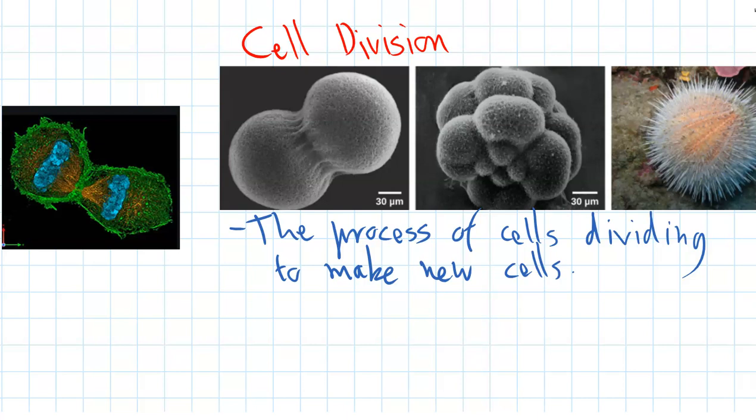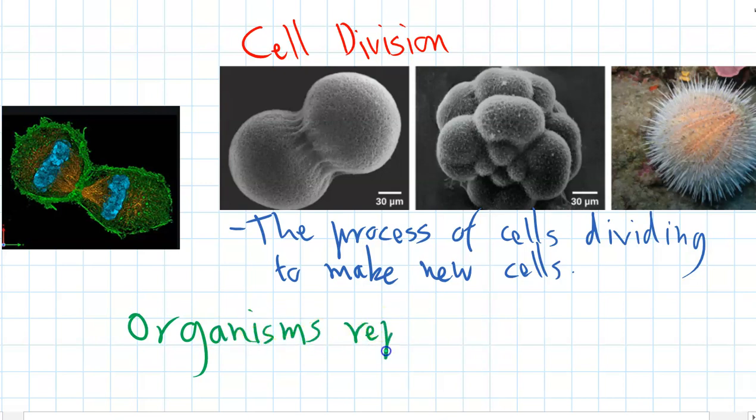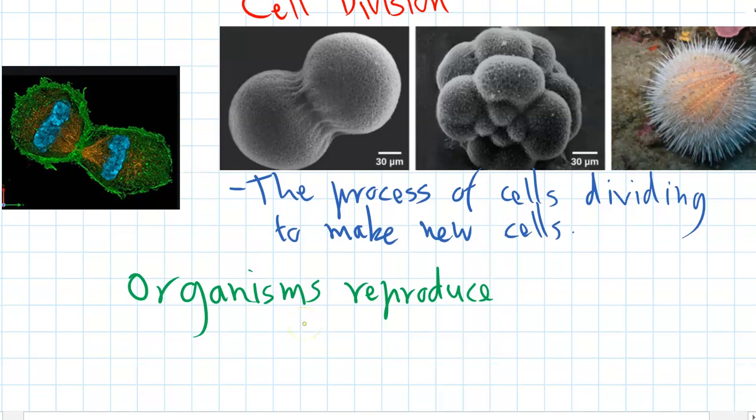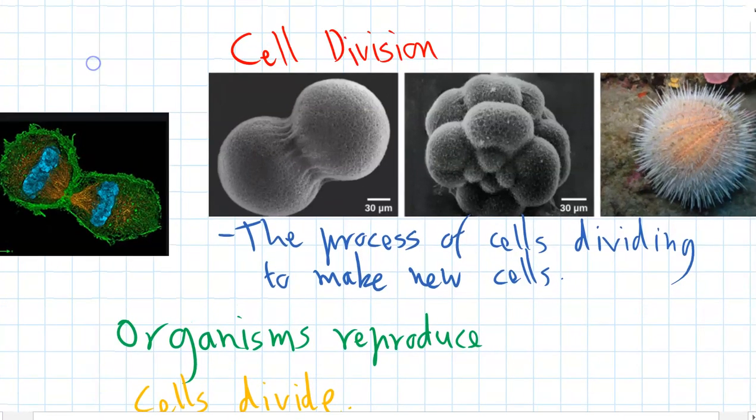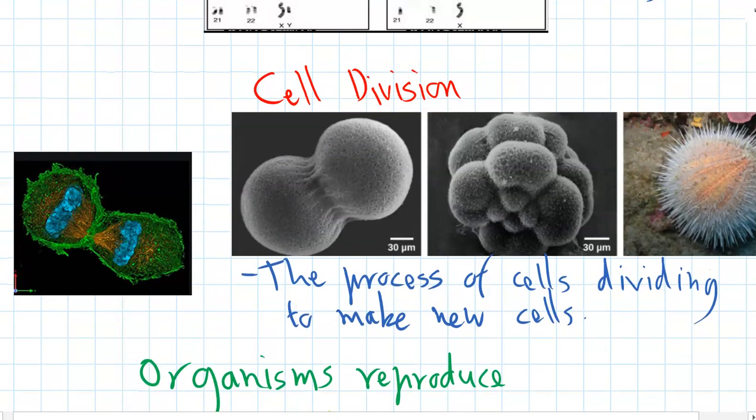So you can think of it as that whole organisms reproduce to make a new organism, and if we're down on the cell level, cells divide. So it's just a different way of saying the same thing, really. Organisms reproduce and cells divide. Okay. So that's a few more of the basic terms that we'll need for the rest of this inheritance topic.